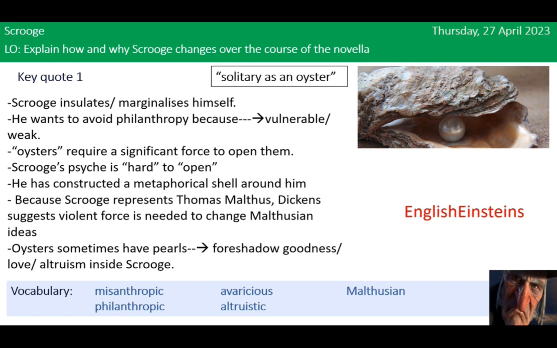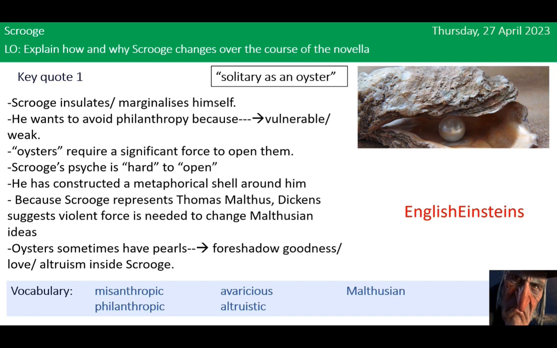So, first quote we're going to look at, solitary as an oyster. Firstly then, this shows that Scrooge has insulated and marginalized himself. He's closed himself off to society because he wants to avoid philanthropy, which he thinks makes him vulnerable and weak. He does not want to give to charity. Oysters require a significant force to open them. In this novella, that significant force is the supernatural. Scrooge's psyche, or his mind, is hard to open. He has constructed a metaphorical shell around him.